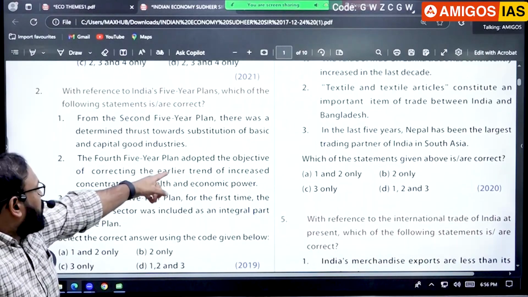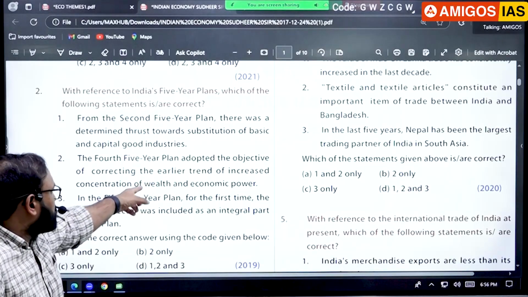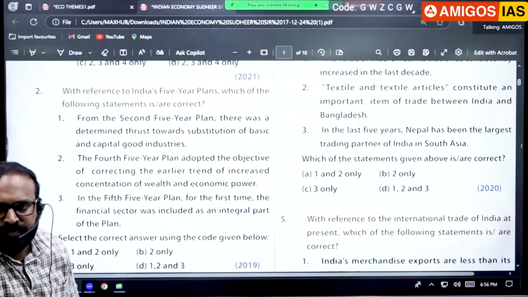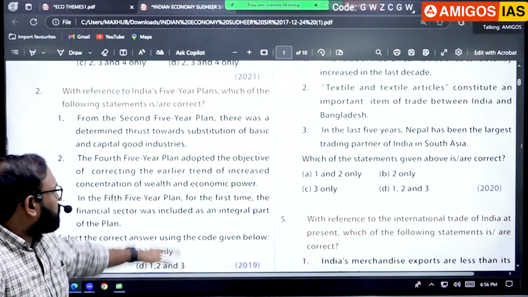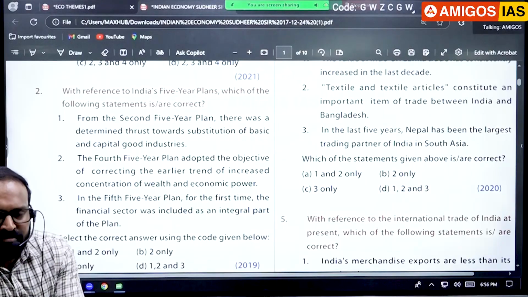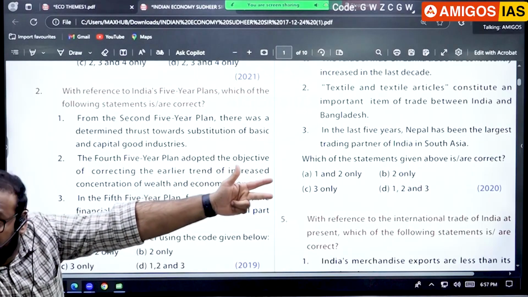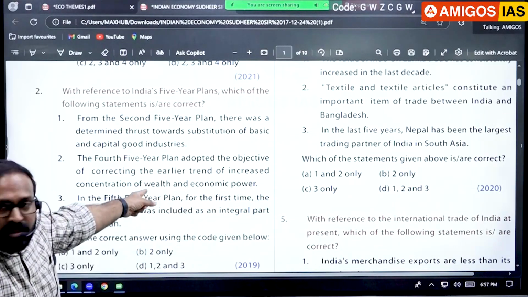Fourth five-year plan adopted the object of correcting the earlier trend of increased concentration of wealth and economic power. Forget about 4 or 5. Generally, any government's objective is what? The other day I discussed it. Reducing poverty, reducing unemployment, reducing income inequality. It says the same thing.